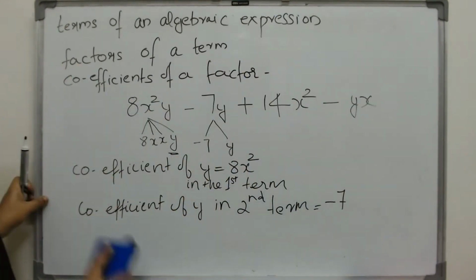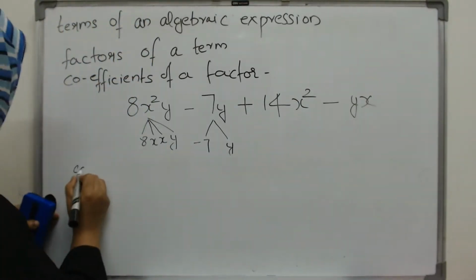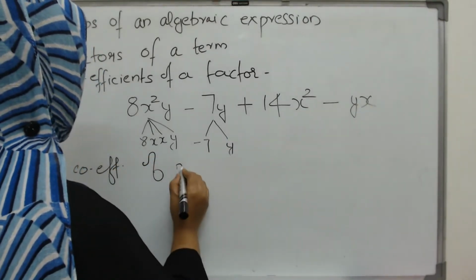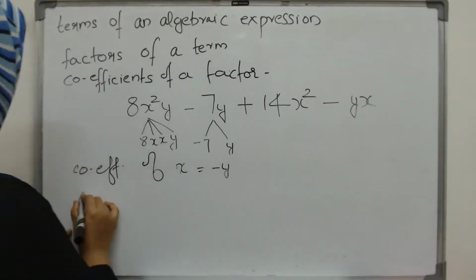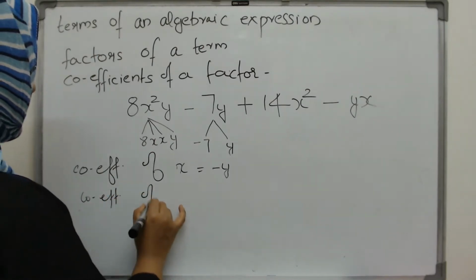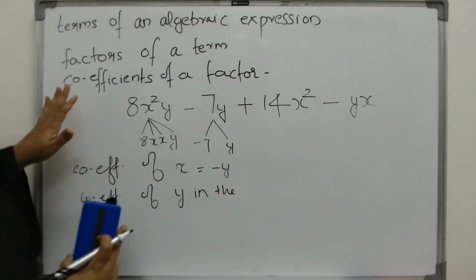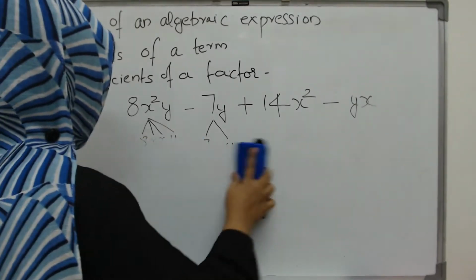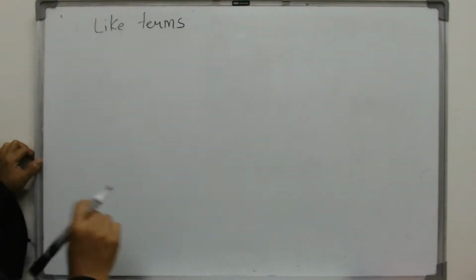And similarly, what is the coefficient of, say, x in the fourth term? It is minus y. And what is the coefficient of y in the second term? It would be minus 7. So that is what we mean by the coefficients of a factor. Next, we will study 2 types of terms. Now we'll study like terms and unlike terms.